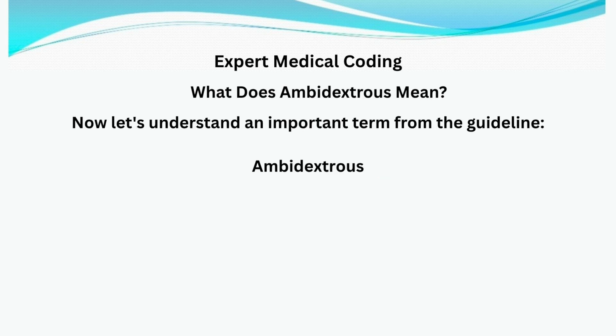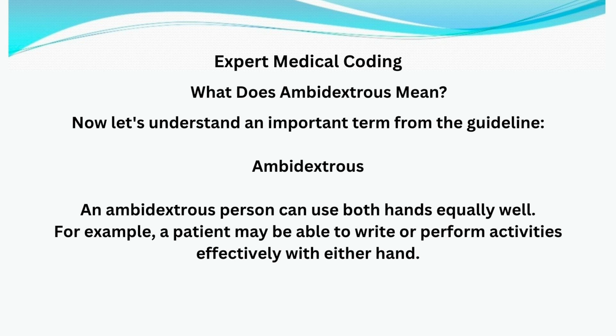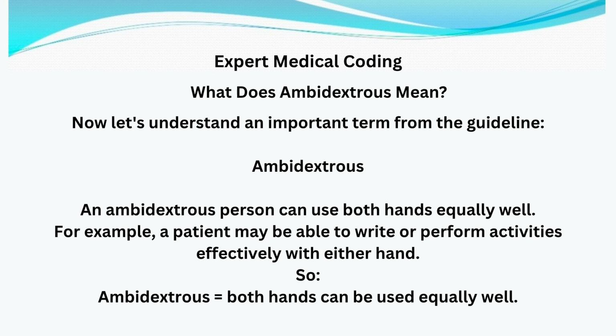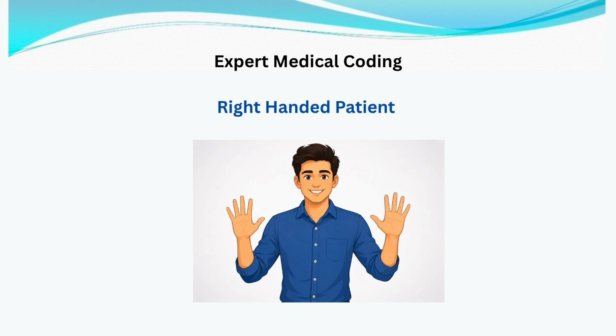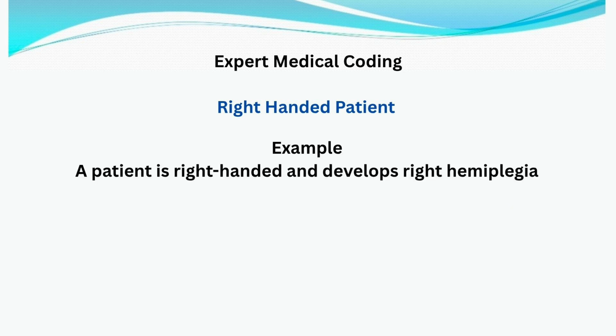Now let's understand an important term from the guideline, ambidextrous. An ambidextrous person can use both hands equally well. For example, a patient may be able to write or perform activities effectively with either hand. So ambidextrous means both hands can be used equally well. Let us see first for the right-handed patient. For a right-handed patient, the right will be the dominant and the left will be the non-dominant. Let us see an example for the right-handed patient.